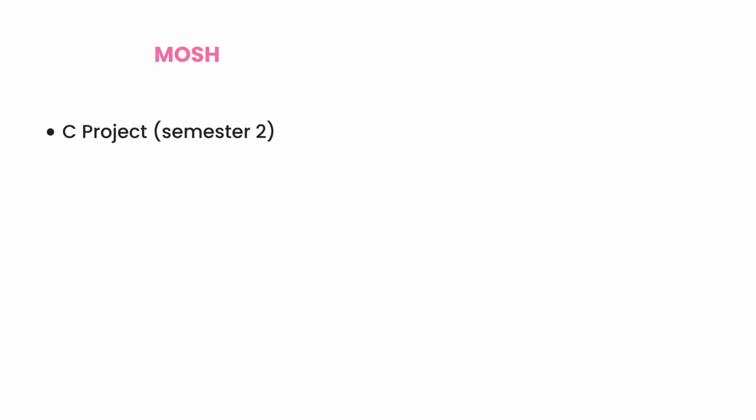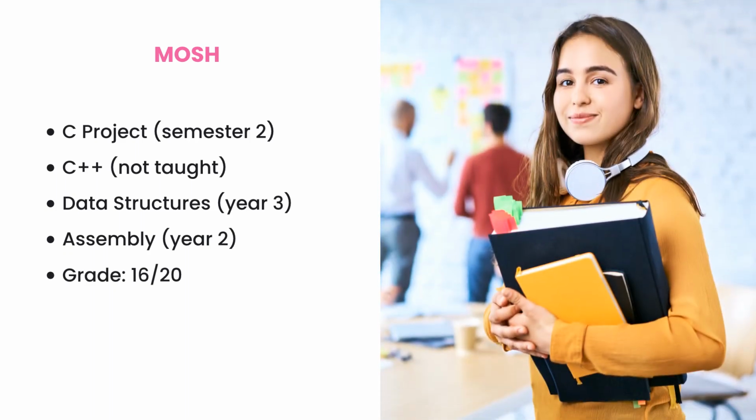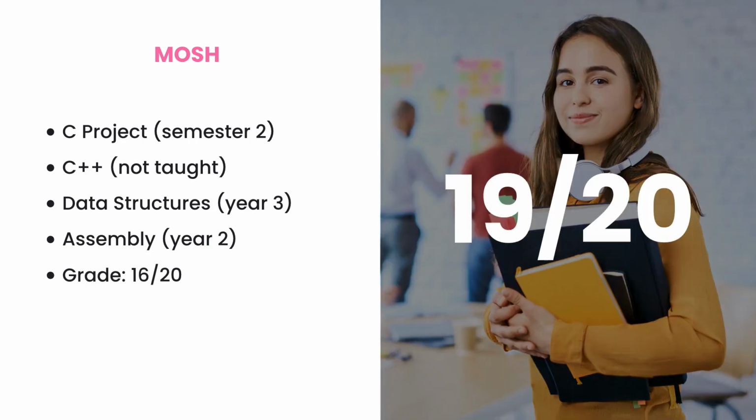Now, let me tell you something interesting. I did this for my C project that I took in the second semester. For this project, I used C++ instead of C, which was not taught at our university. I used data structures, which were taught in year 3. And I wrote some parts of my framework using the assembly language, which was taught in the second year. Guess what the grade was that I got out of 20? It's 16. Interestingly, there was a girl in the class who got 19, and I actually helped her do her Pascal project, which was the basics of programming in semester 1. Basically, I did the project for her.